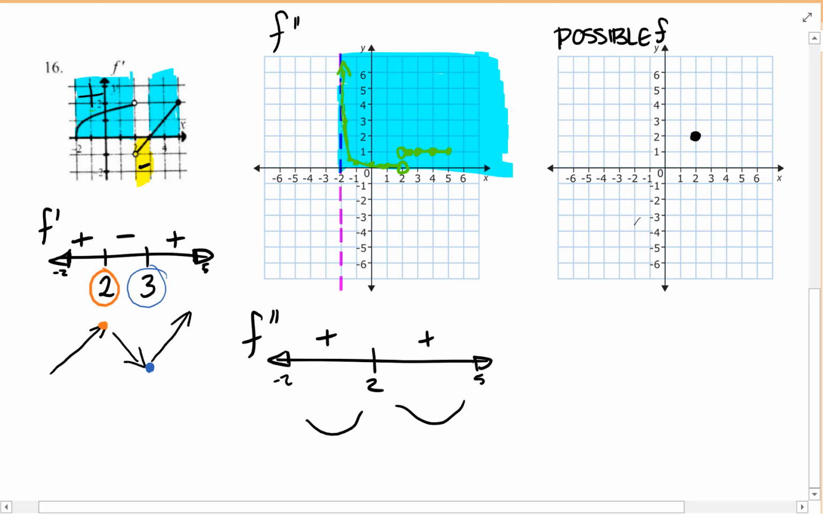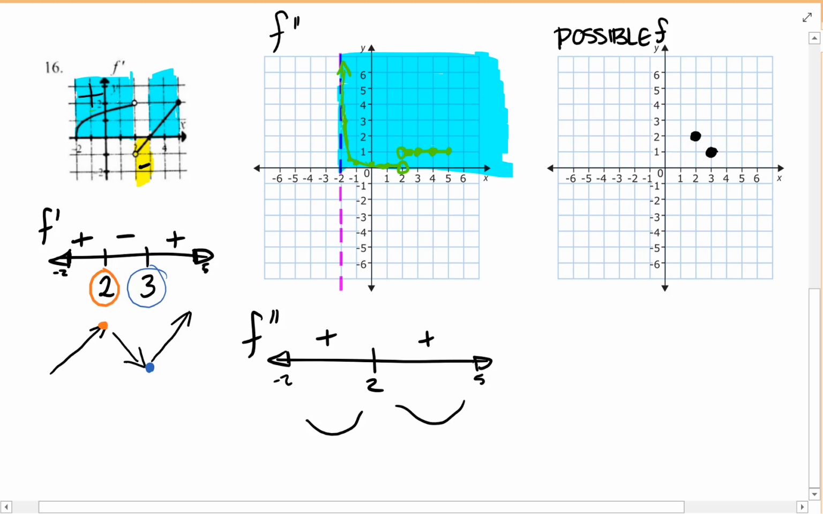If (2, 2) is my relative maximum, (3, something) is my relative minimum. Where do I want that to be? I'm going to make it (3, 1). So I know that we're going to connect these points. I know it's going down from that point, and I know it's going up from that point. But the concavity will also help me.